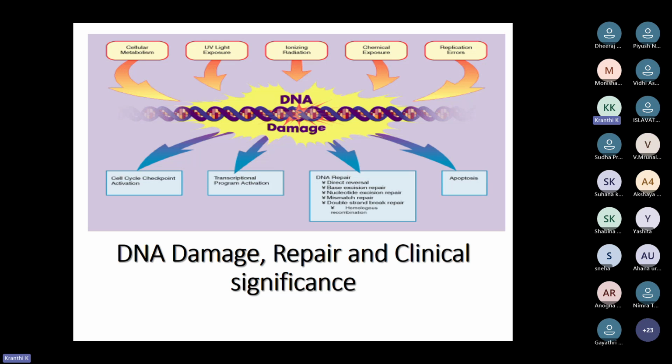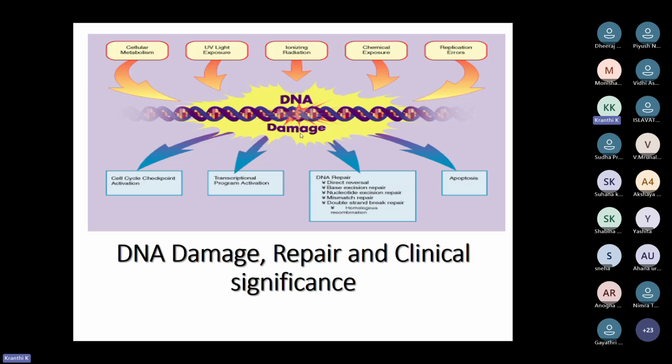So these are all the different ways to damage the DNA. Okay. Then what happens here? Cell cycle checkpoint activation, transcriptional program activation, then DNA repair, direct reversal. When will all these things happen? When there is DNA damage, what happens? Say apoptosis, the cell may die.